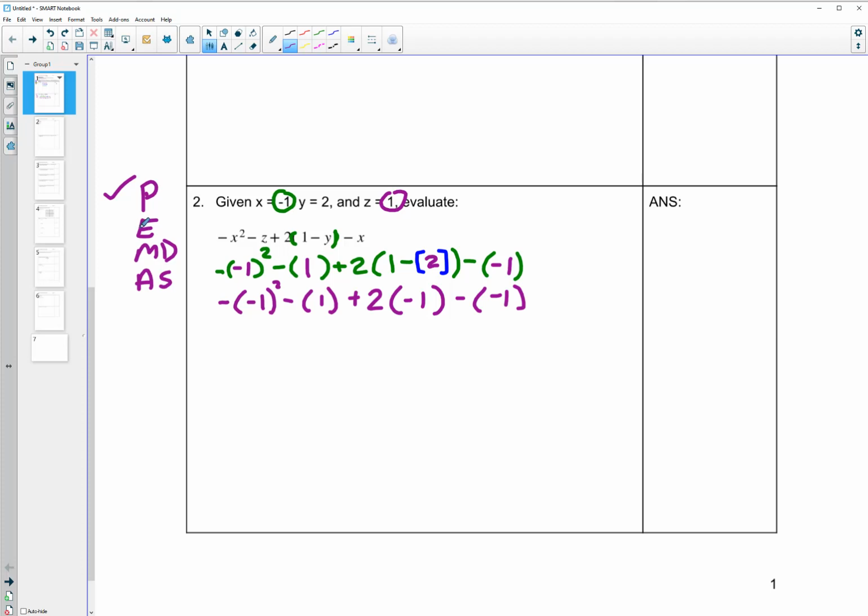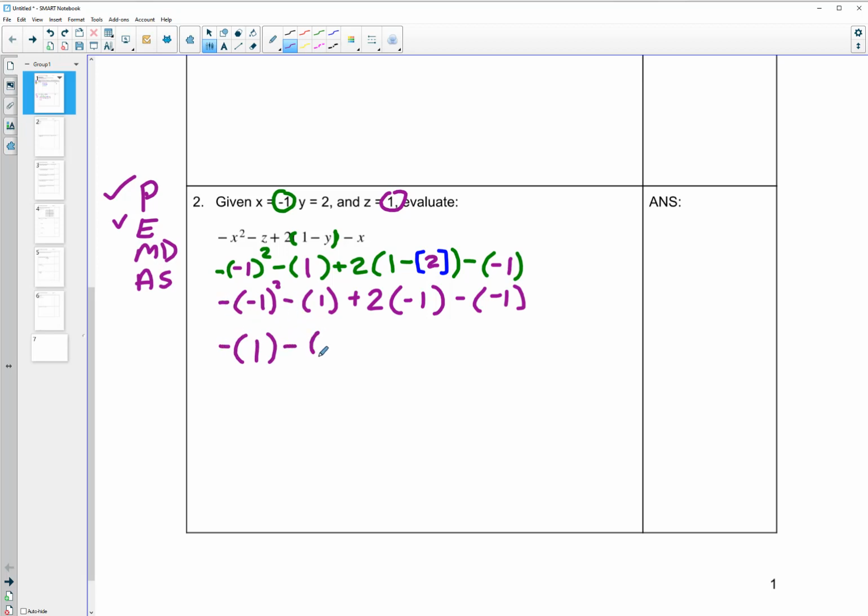Check mark there. Now we're going to do E. There's only one E. It's right here. It's this 2. Everything else doesn't have an exponent, okay? We don't drop parentheses when we do E, right? We drop parentheses during M and D. So we're on E. So we square -1, and that becomes 1. Notice now the -1 is inside the squared. That's why it turns to positive, and we've got this -1 out here.